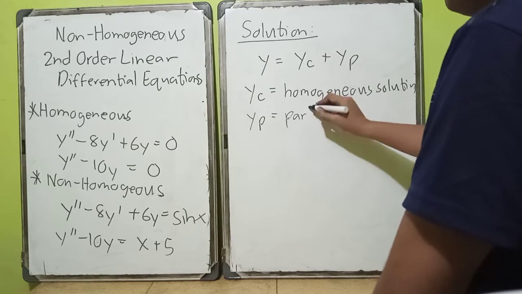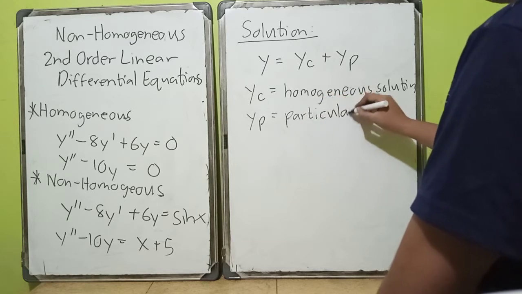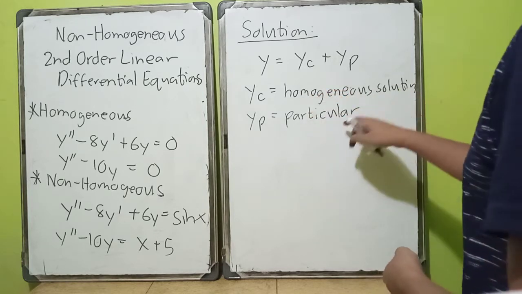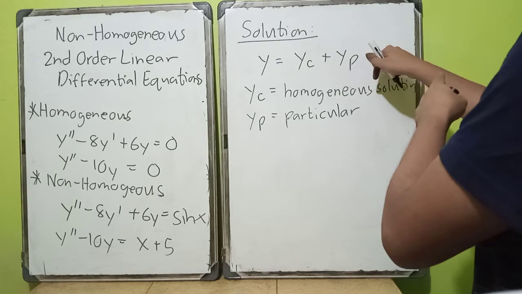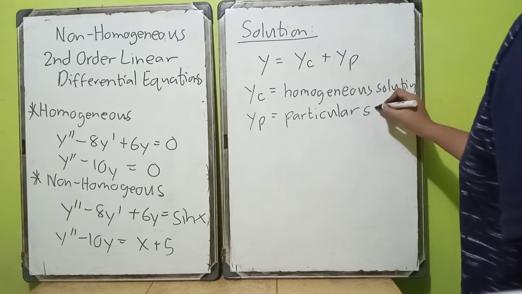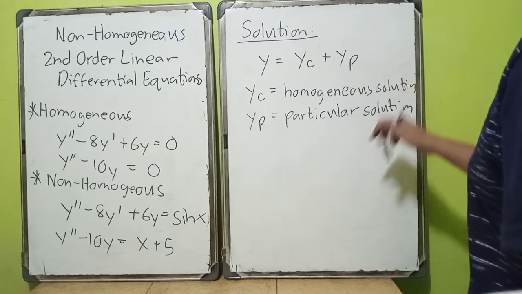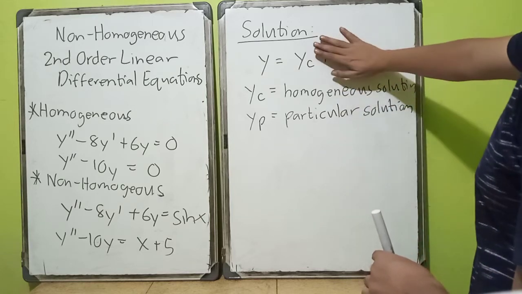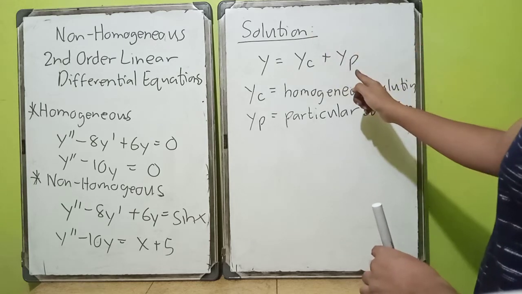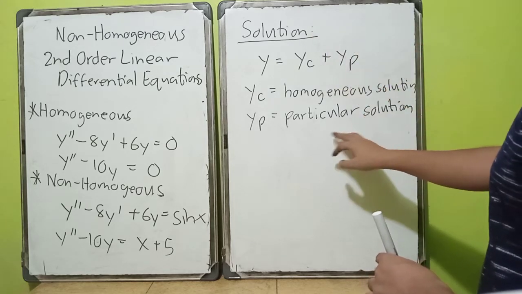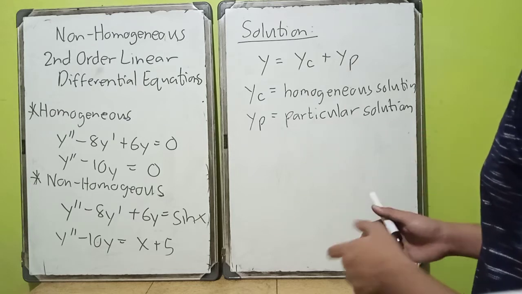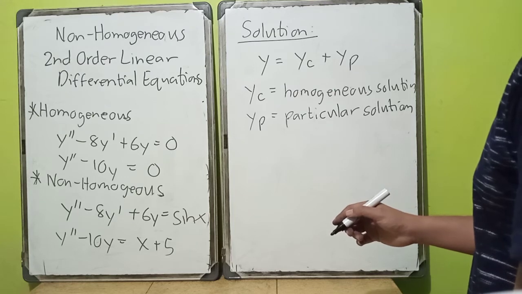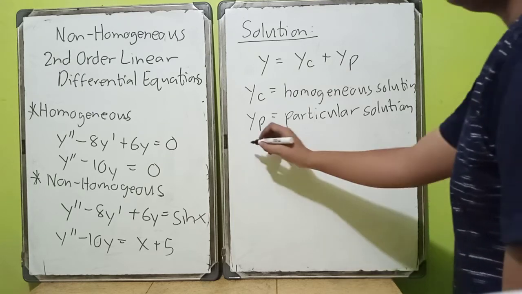Okay? So, they were similar in solution in that you will get the homogeneous solution and then they will differ because you will add one more. So, in a homogeneous differential equation, you only get y is equal to yc. But for non-homogeneous second order linear differential equation, you also get the particular solution. Okay. So, we got one problem. Okay. So, let's try this.